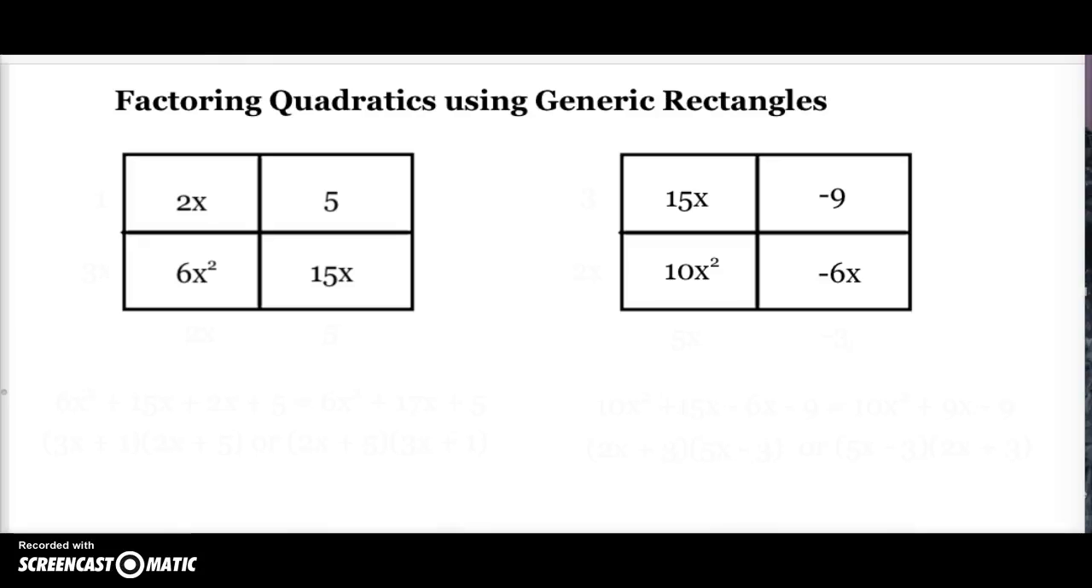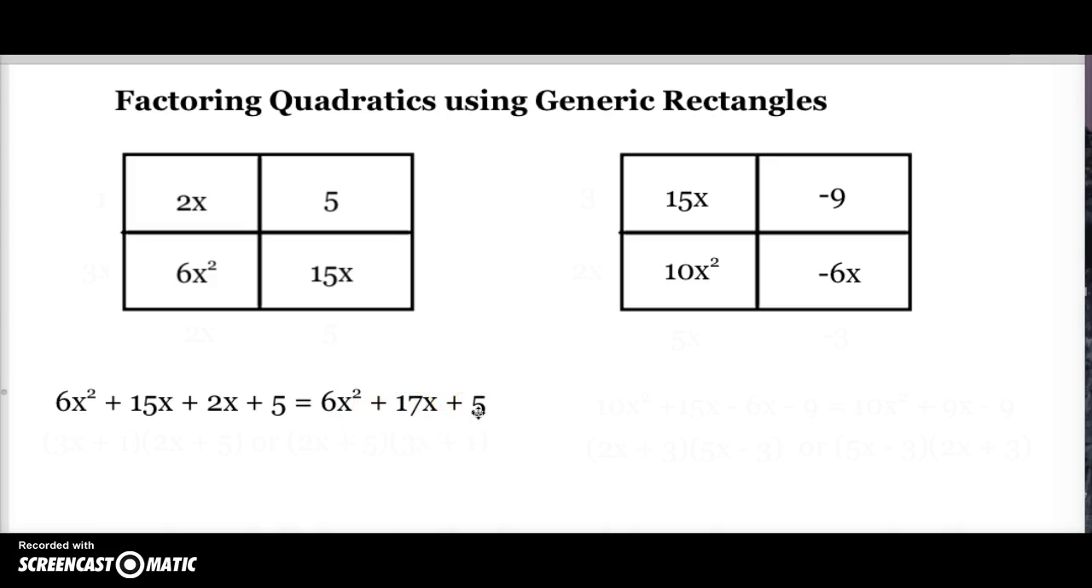This is going to be a video on factoring quadratics using generic rectangles. In this video, I have two generic rectangles. The first one is 6x squared plus 15x plus 2x plus 5. Notice that I can combine my x family, my 15x and my 2x, to make 17x. So I've written this down as 6x squared plus 17x plus 5.